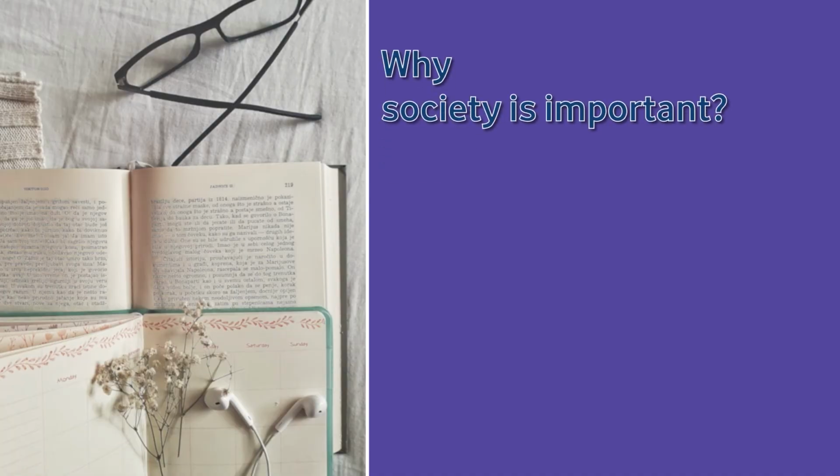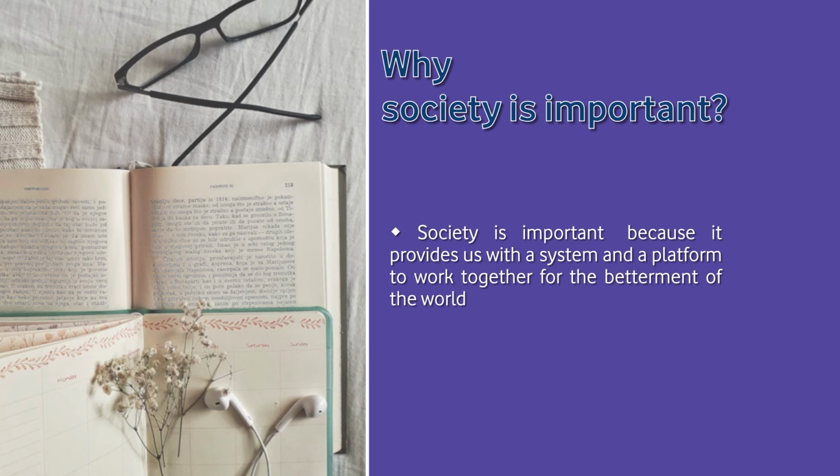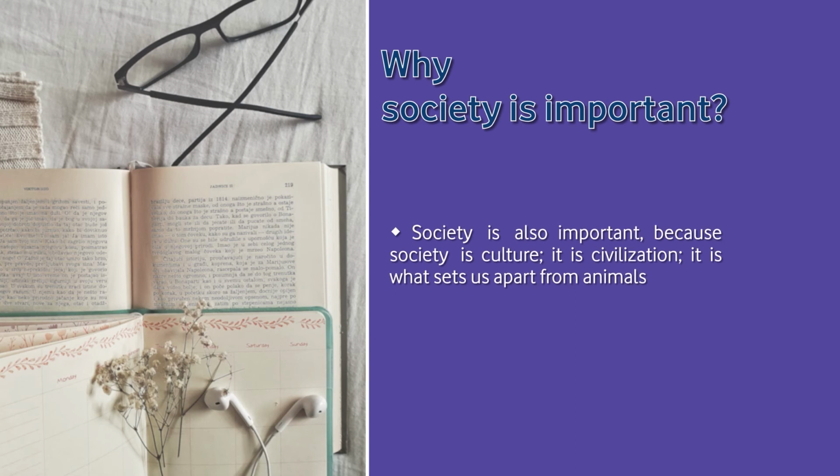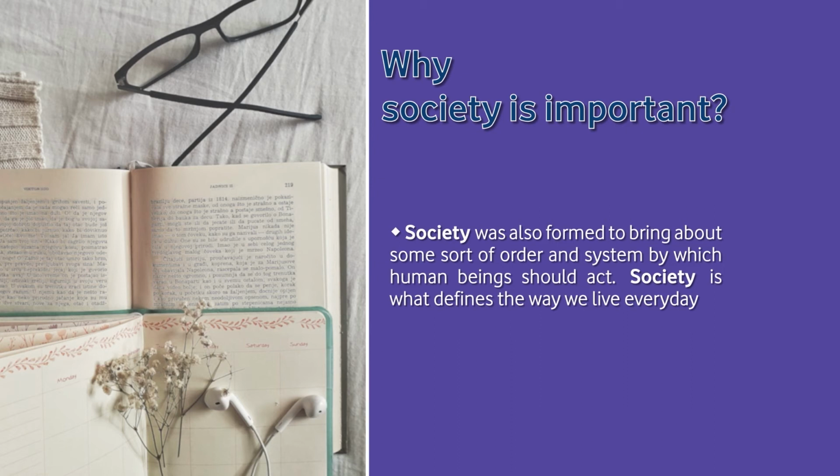And why is society important? Well, society is important because it provides us with a system and a platform to work together for the betterment of the world. Society is also important because society is culture. It is civilization. It is what sets us apart from animals. Society was also formed to bring about some sort of order and system by which human beings should act. And society is what defines the way we live every day. This is just a nutshell of what the meaning of society is and why society is important.